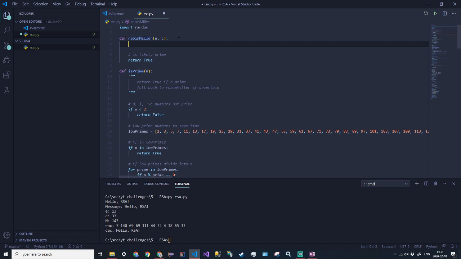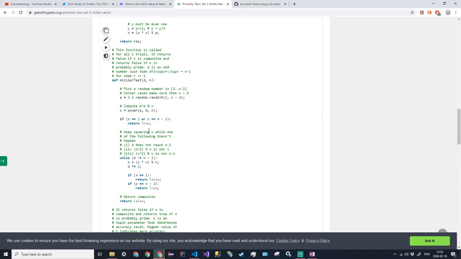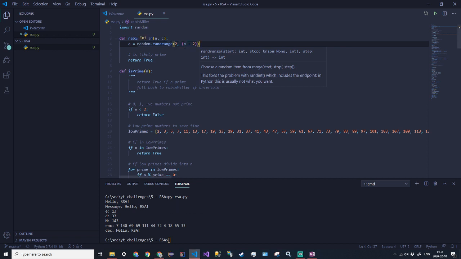We're going to have a number a equal to random.randrange between 2 and n minus 2. Hold on, let me make sure I'm doing this right. The random number wants to be between 2 and n minus 2. Corner case, make sure that n is greater than 4. Okay, this is fine right here.